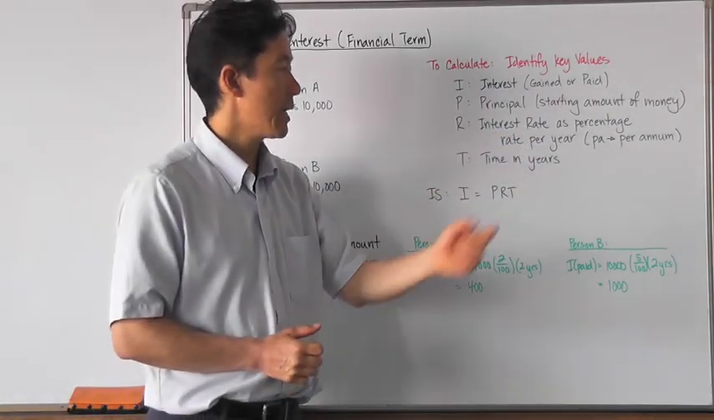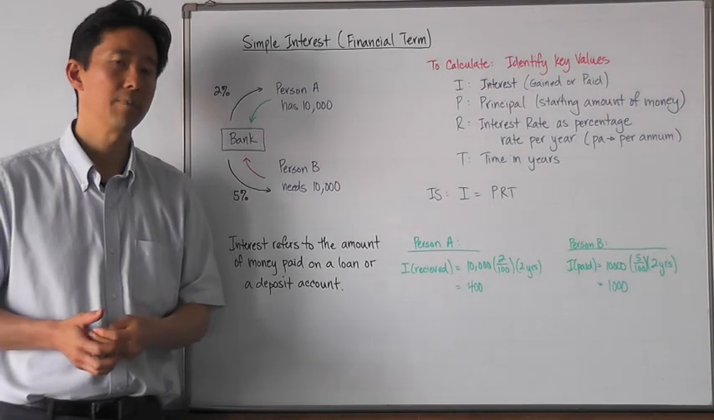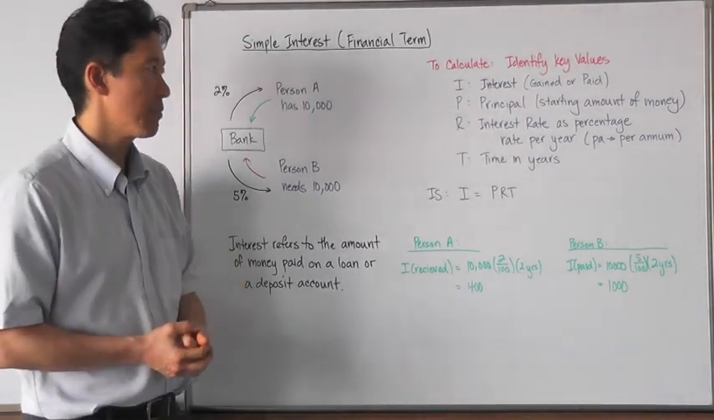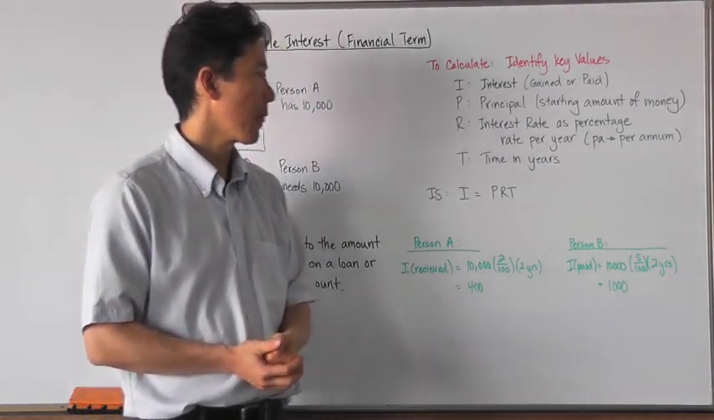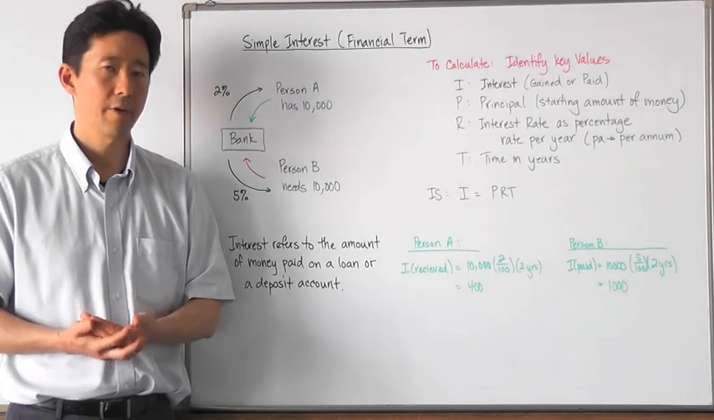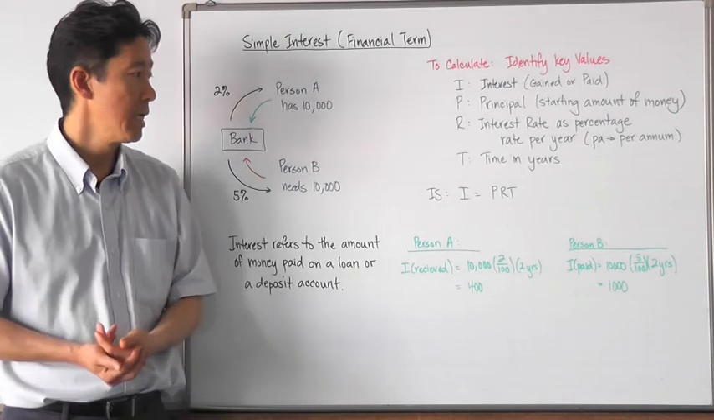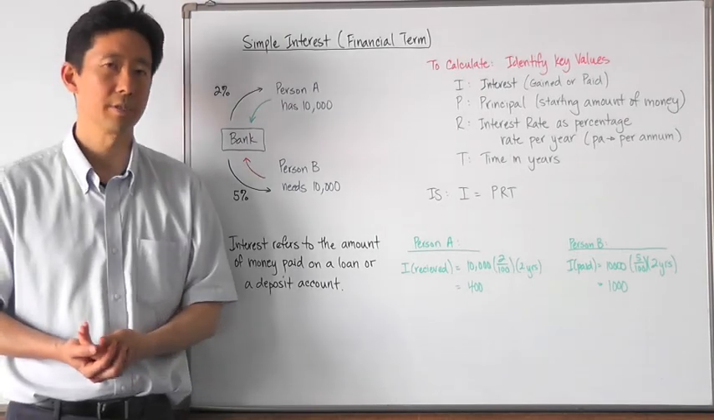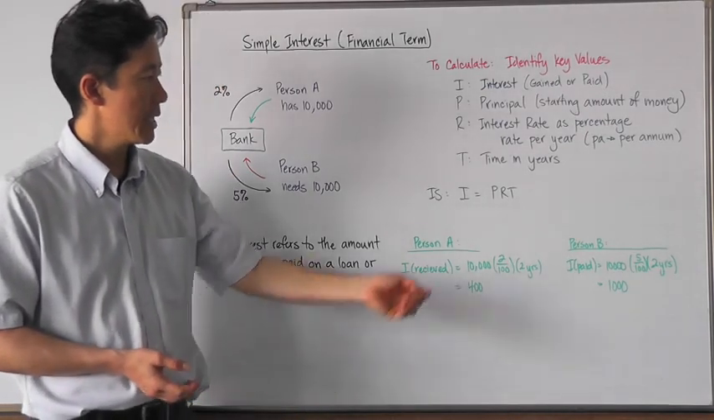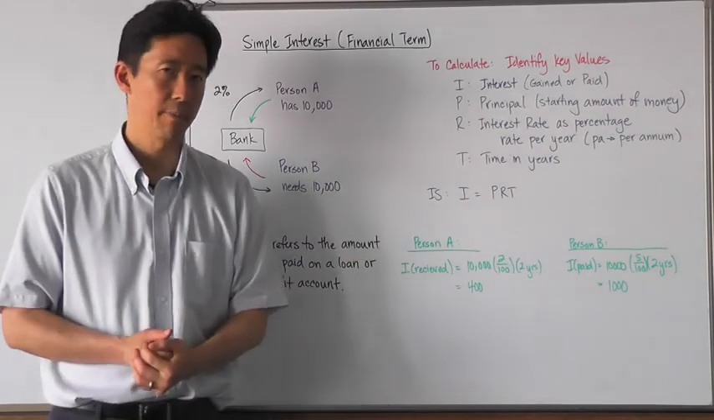Now, the interest rate as a percentage is a percentage rate per year, and oftentimes you'll see PA also used, which means per annum. That's just a simple way of saying per year. And then we're also going to have to concern ourselves with the amount of time. For our purposes, especially when dealing with simple interest, we're going to be dealing with time in years. So the initial statement for calculating simple interest is: the interest is equal to the principal times the rate times the time.